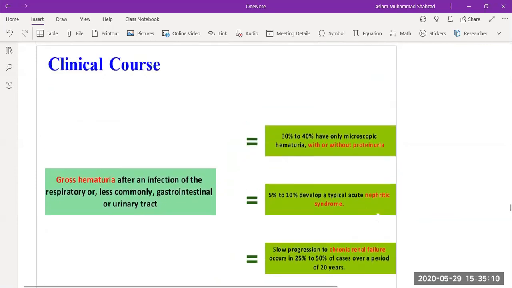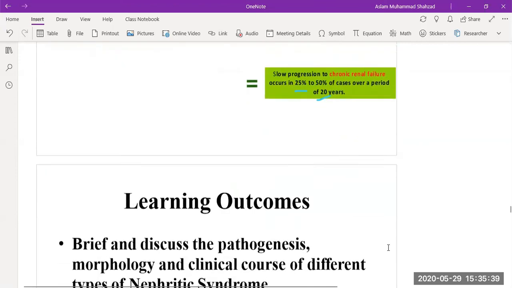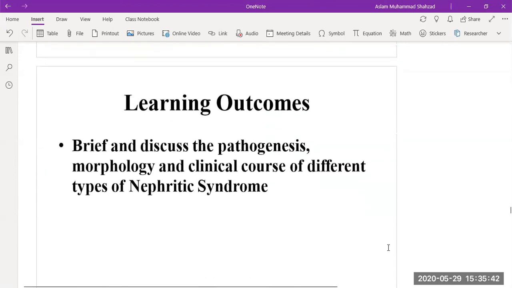Clinical course: gross hematuria after infection of the respiratory, gastrointestinal or urinary tract. Then 30 to 40% have microscopic hematuria with or without proteinuria, whereas 5 to 10% develop nephritic syndrome. The disease slowly progresses to chronic renal failure in around 25 to 50% of cases over a period of 20 years. So the learning objective for this topic is that we are able to discuss the pathogenesis, morphology, and clinical course of different types of nephritic syndrome. So thank you so much.